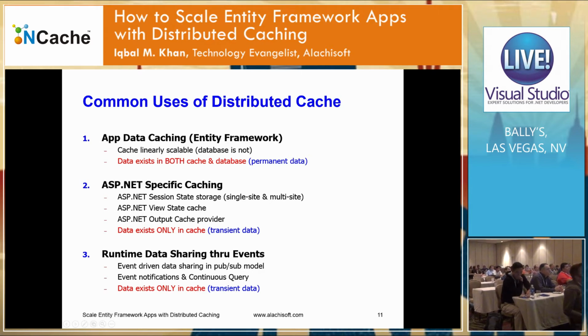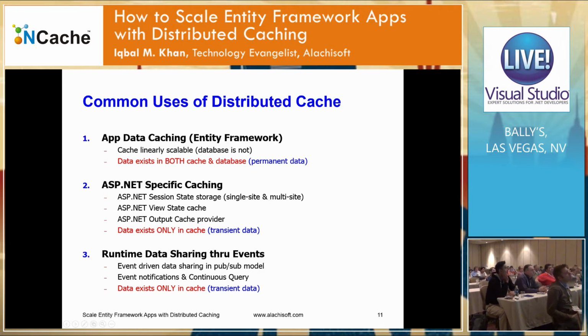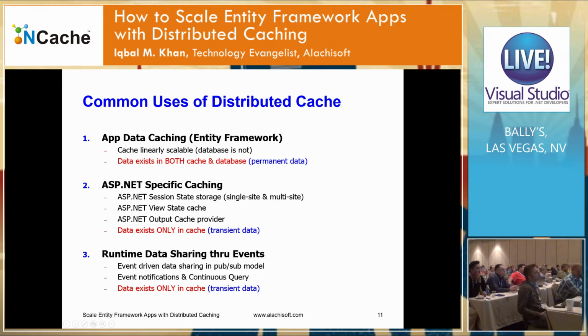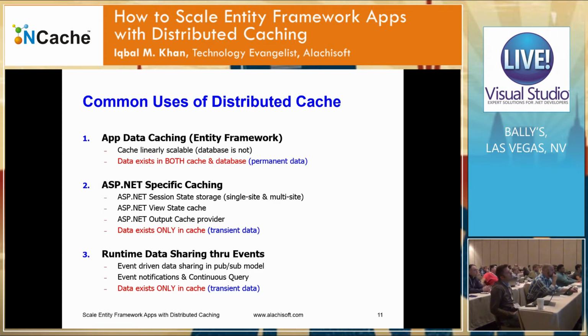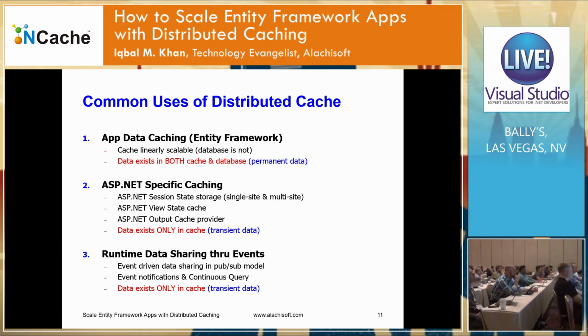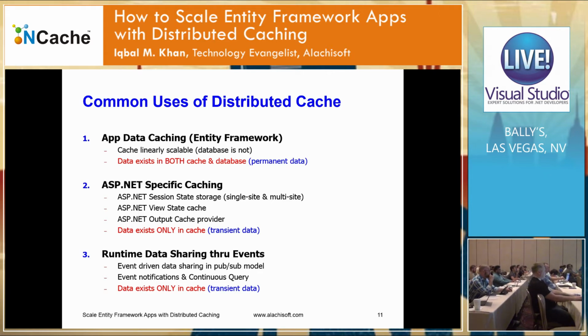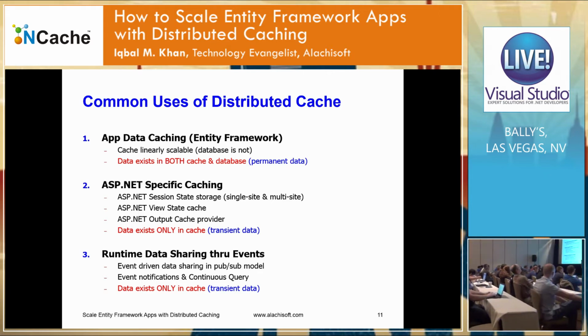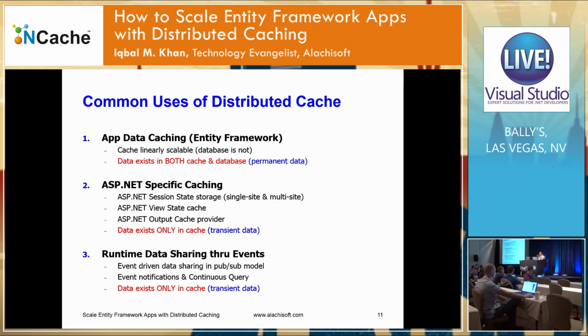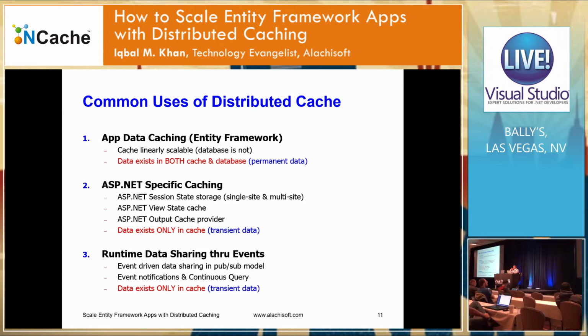In the other two use cases, the biggest concern is that the only place the data exists is in the cache. That means the cache is the master. Master means the cache cannot lose data. So unlike disk, where you don't lose data, memory is volatile, so replication becomes really, really critical in these two use cases.